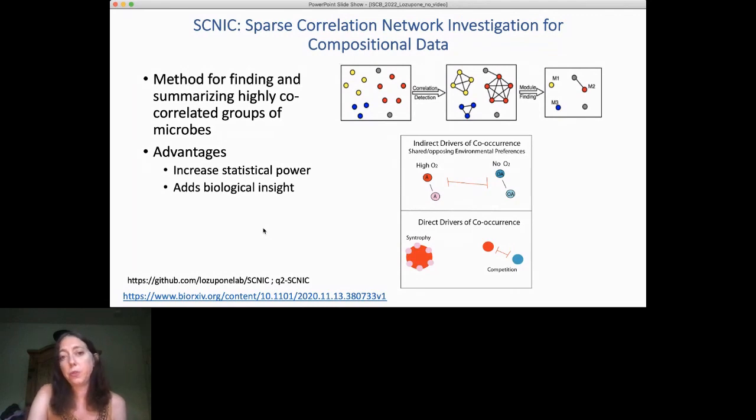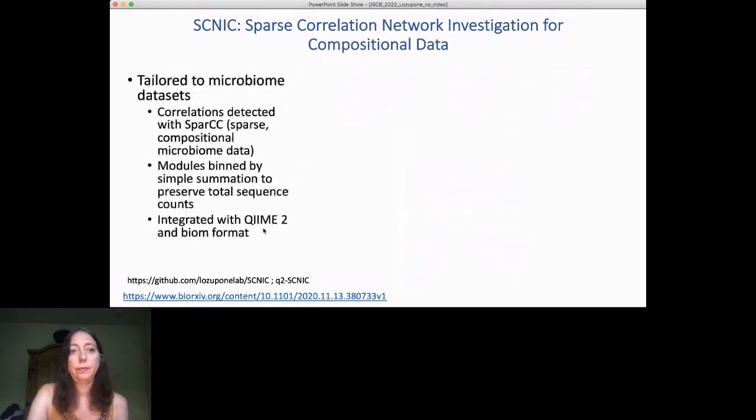So there's two main reasons. They can co-occur for indirect reasons, such as having shared environmental preferences. And then also they can co-occur because they cooperate with each other. And that's particularly interesting if you have cooperative metabolism. In downstream experiments, it may be important to add this consortium or collection of microbes rather than a single one.